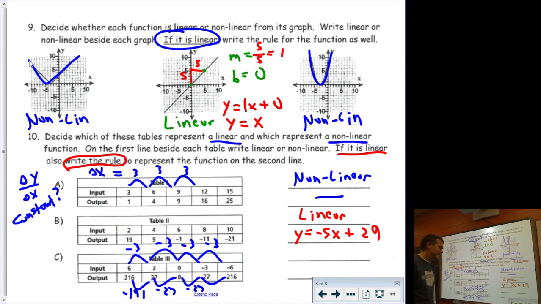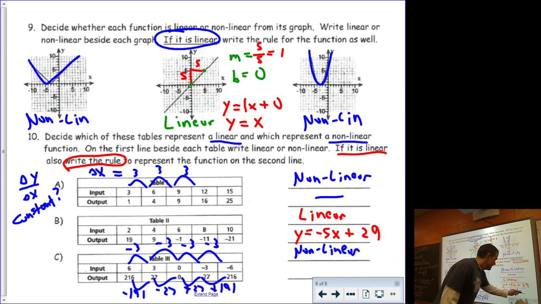And then it gets huge again. So it looks like, oh, it's actually plus 27 there, isn't it? And then it's plus 191, I think. Either way, definitely not linear. It's not constant. So this one is nonlinear. And I do not have to write the equation for the nonlinear.